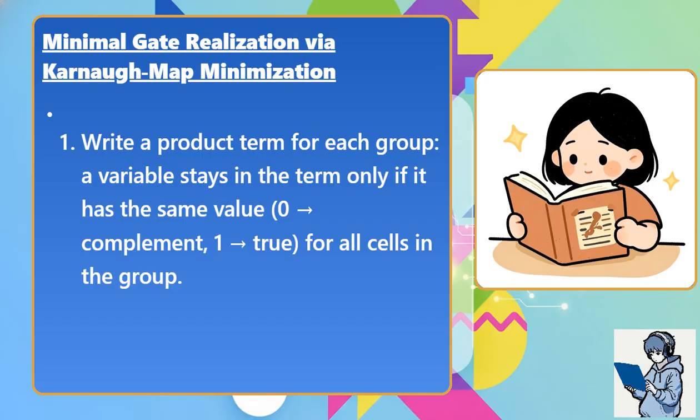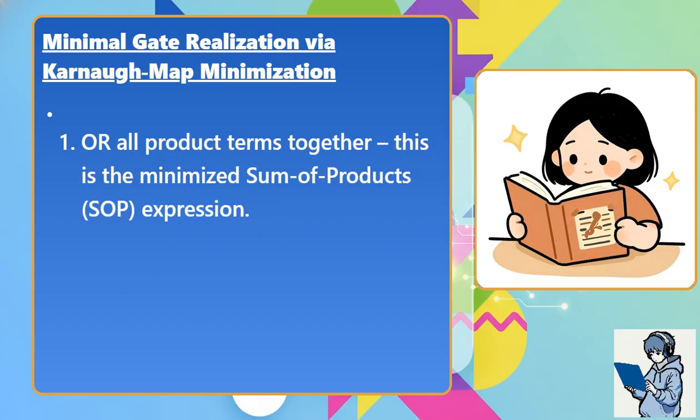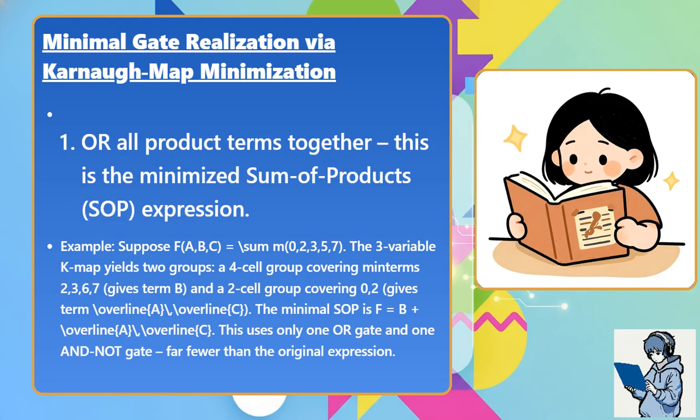Step 4: Write a product term for each group. A variable stays in the term only if it has the same value, 0 complement or 1 true, for all cells in the group. Step 5: OR all product terms together. This is the minimized sum of products expression. Example: suppose f of A, B, C equals sum of m of 0, 2, 3, 5, 7.